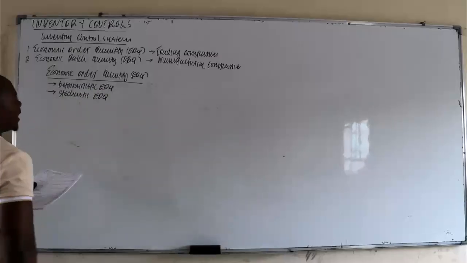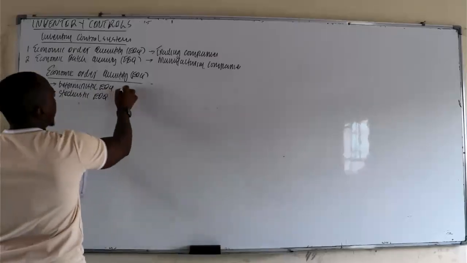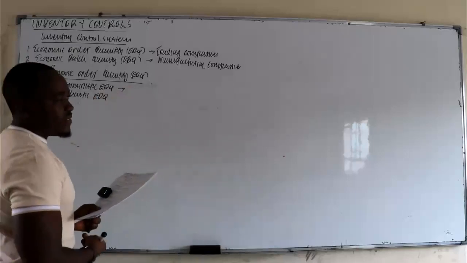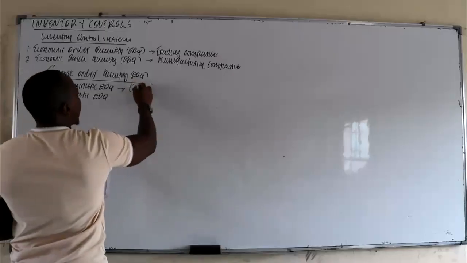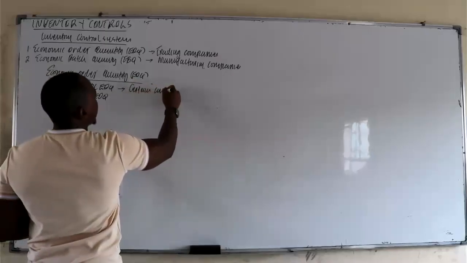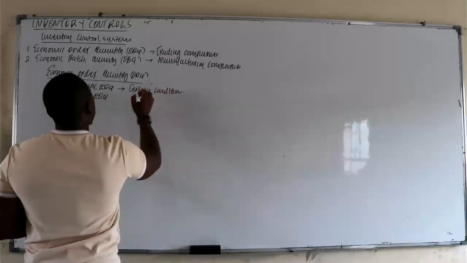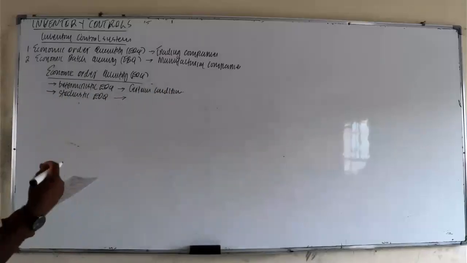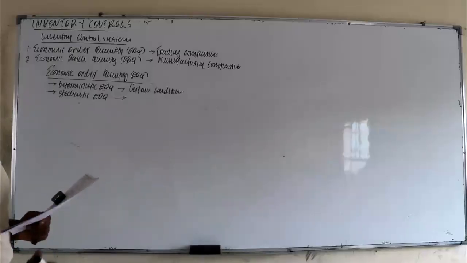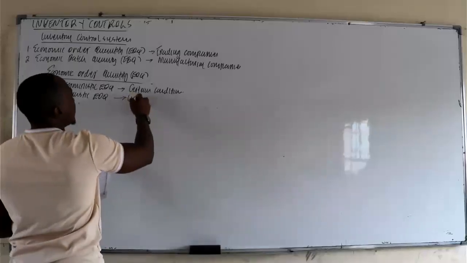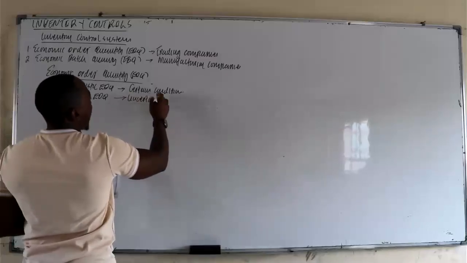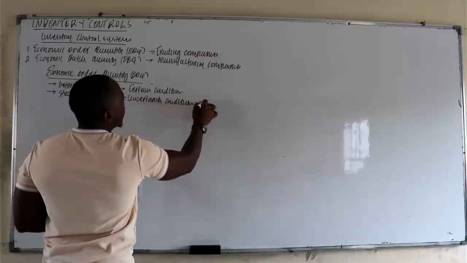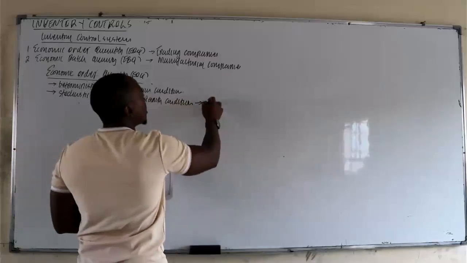The difference is that deterministic EOQ is applied where all the inventory related costs are well known in advance. So that means it is applied under certain conditions. But stochastic EOQ is applied where the factors affecting the inventory-related cost are not constant. They keep on changing. So therefore, this is the uncertainty condition. And that uncertainty is what brings about the shortage.